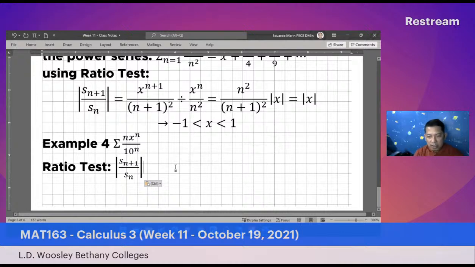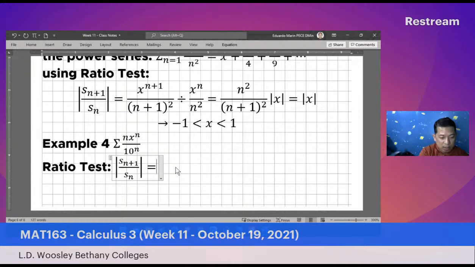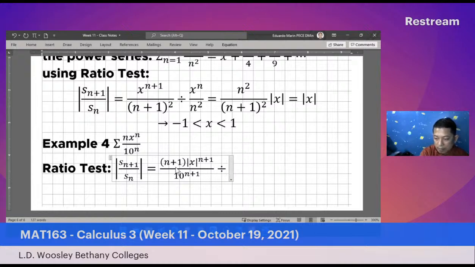Okay. So of course, what is partial sum n plus 1? So obviously, what would be the case there? So medyo komplikado lang siya. Okay, so you have n plus 1, multiplied by absolute value of x raised to n plus 1, all right, then divided by this quantity n plus 1. All right, so that would be the case divided by s sub n.